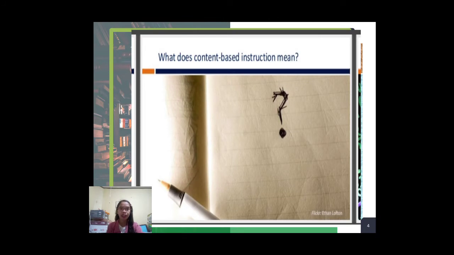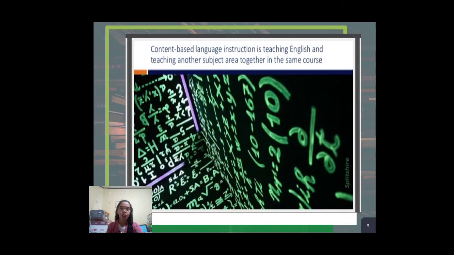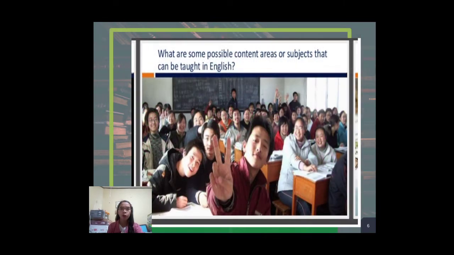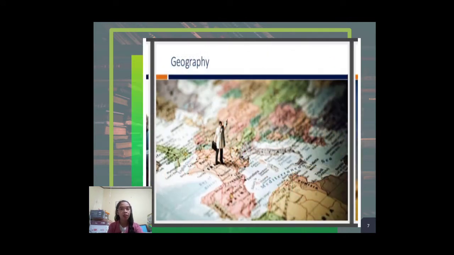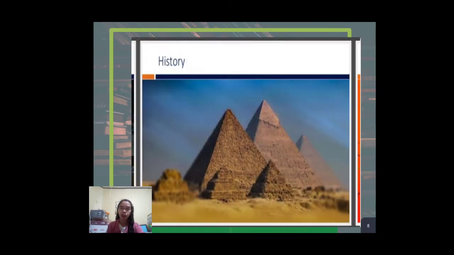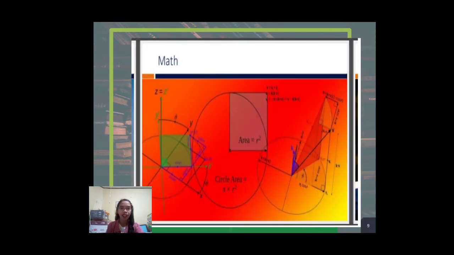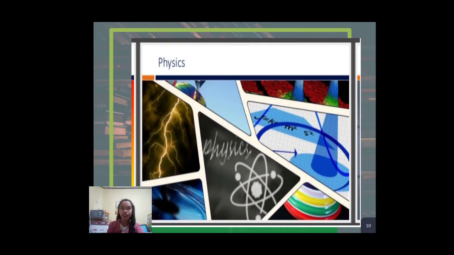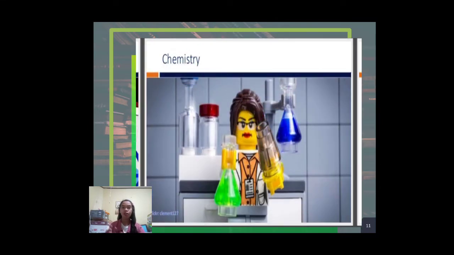What does content-based instruction mean? Content-based language instruction is teaching English and teaching another subject area together in the same course. What are some possible content areas or subjects that can be taught in English? We have geography, we also have history, math, physics, chemistry, and many more.